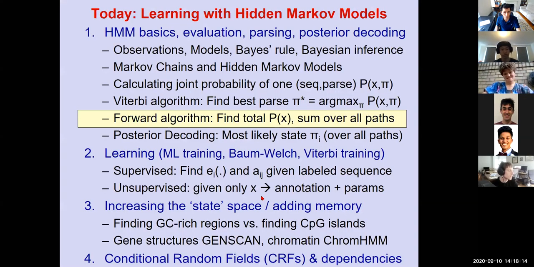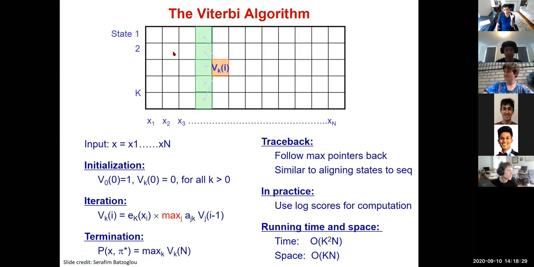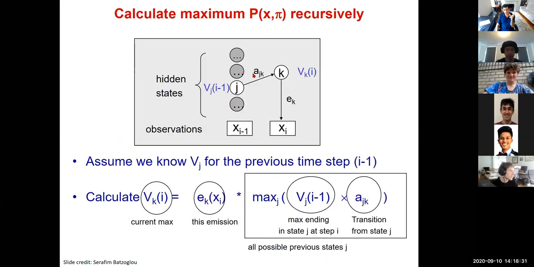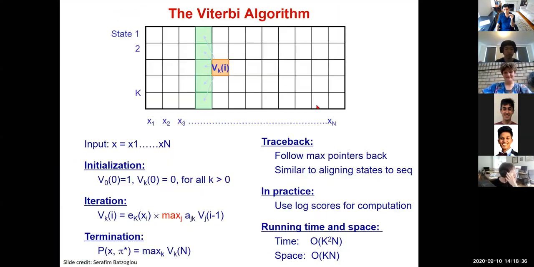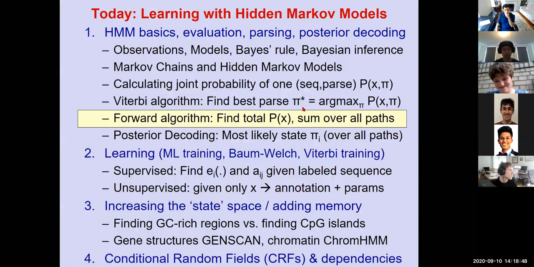Okay, so this was basically the Viterbi algorithm that gives us the best parse pi star, taking the maximum over all possible paths. So even though there's an exponential number of paths, I can calculate this intermediate variable each time, get all the way to the end, and then simply choose the maximum here, and then trace back, remembering all of the previous pointers, and that gives me a parse of my sequence, okay?